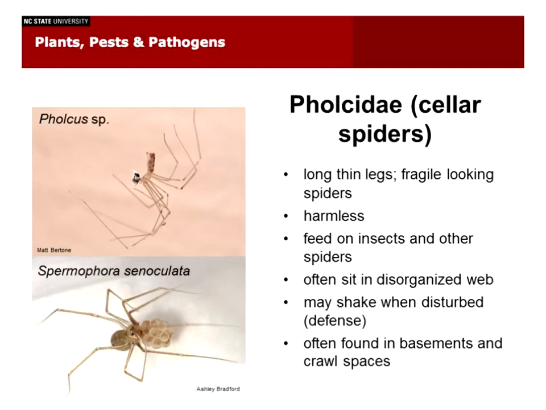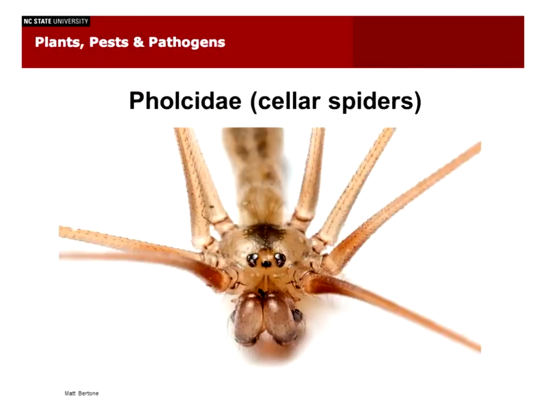And again, they're harmless. Now, just to get a nice, scary face-looking thing, this is actually the face of a male Pholcus, and it's got these very large palps that are used for mating, as all spiders do.